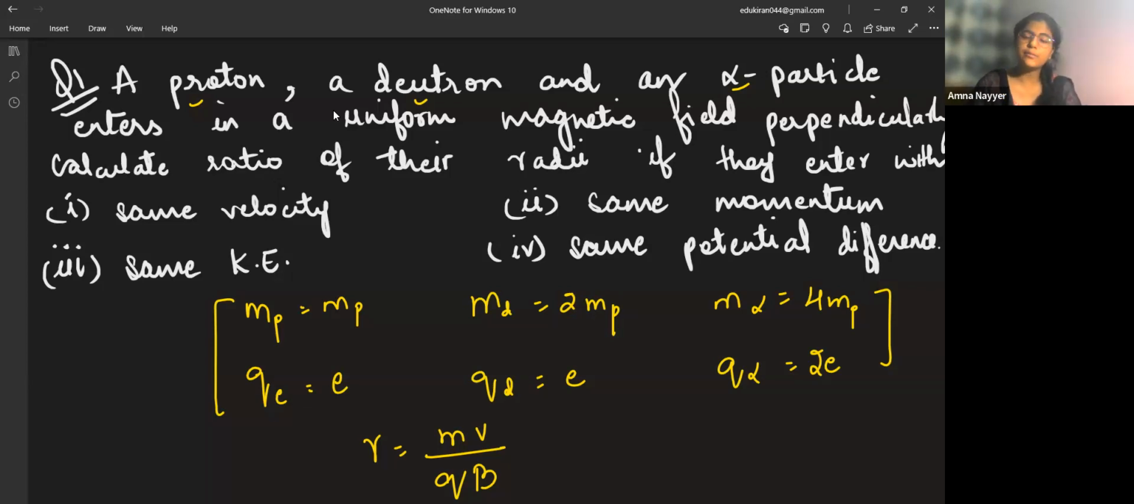So these types of questions come from your case 3, when the particle is perpendicular to the magnetic field. You have questions based on radius, based on time, kinetic energy, frequency and angular frequency can also be asked. So this is an important section.